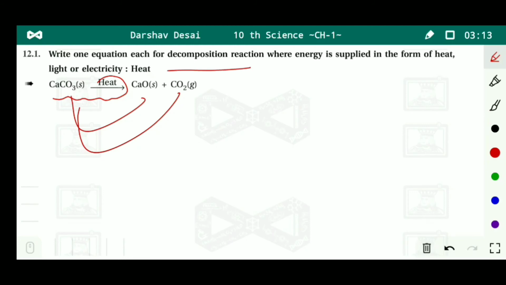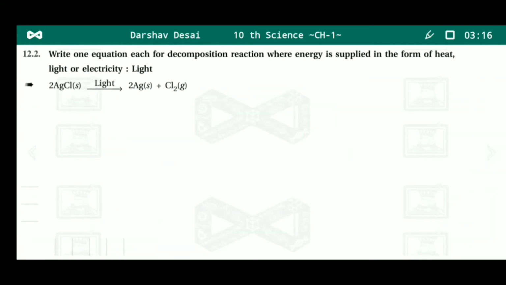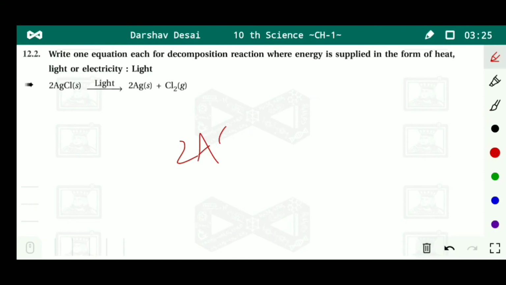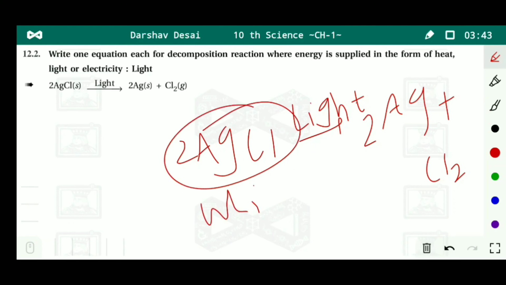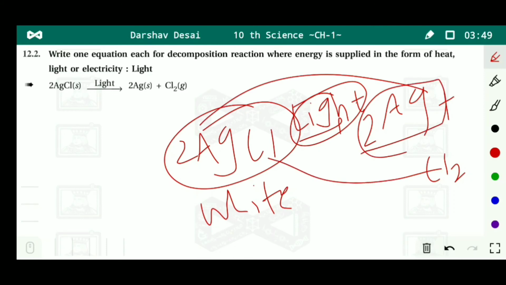Very easy reactions. Now we move towards 12.2: a decomposition reaction where energy is supplied in the form of light. Silver chloride, AgCl, in the presence of light is converted into 2Ag plus Cl2. As we discussed in the decomposition reaction of silver halides, this is the same reaction. Silver chloride is first white in color, and in the presence of sunlight it is converted into Ag and Cl2. It turns into a grayish color, Ag plus Cl2. So it is also a decomposition reaction.